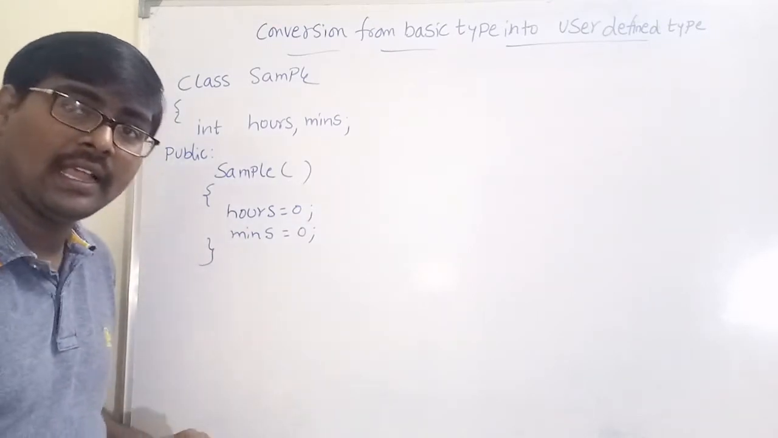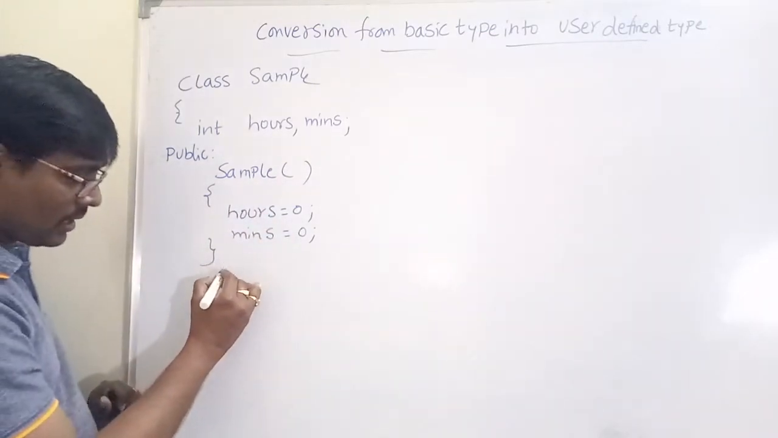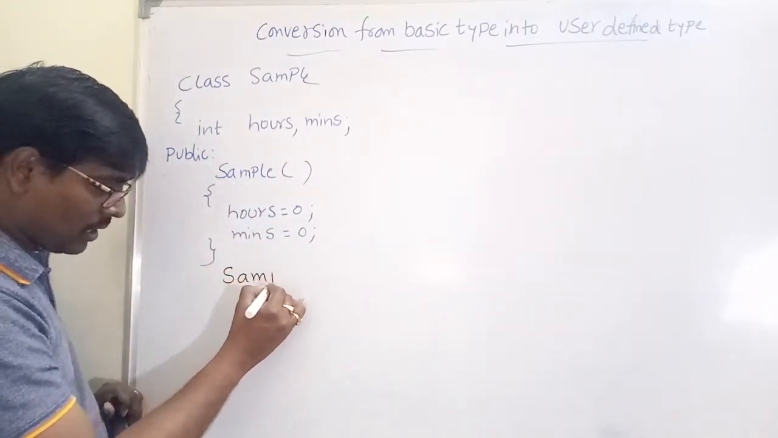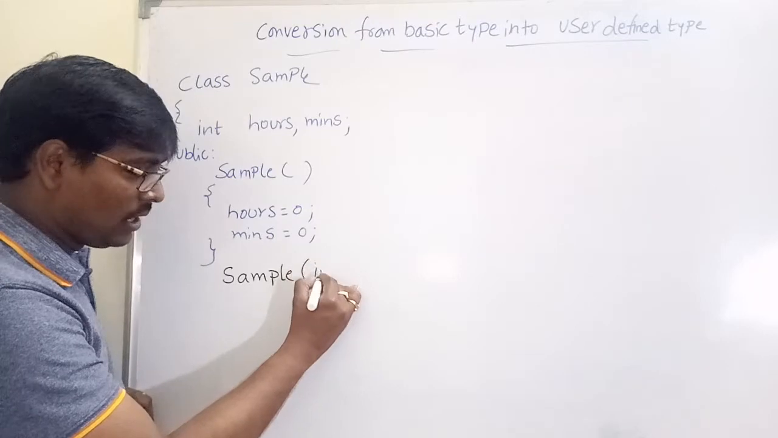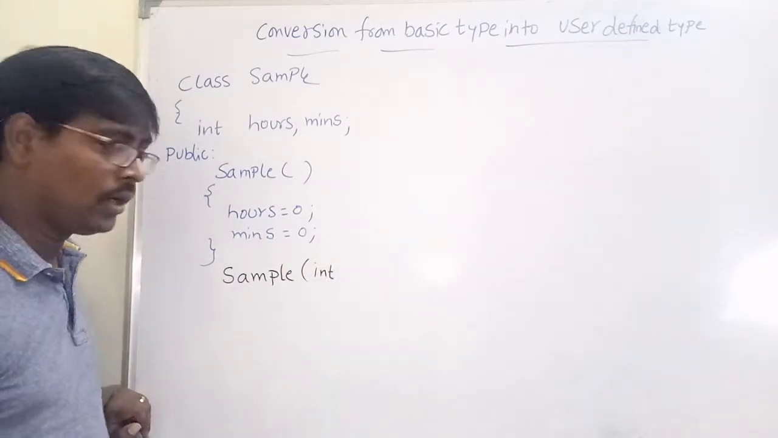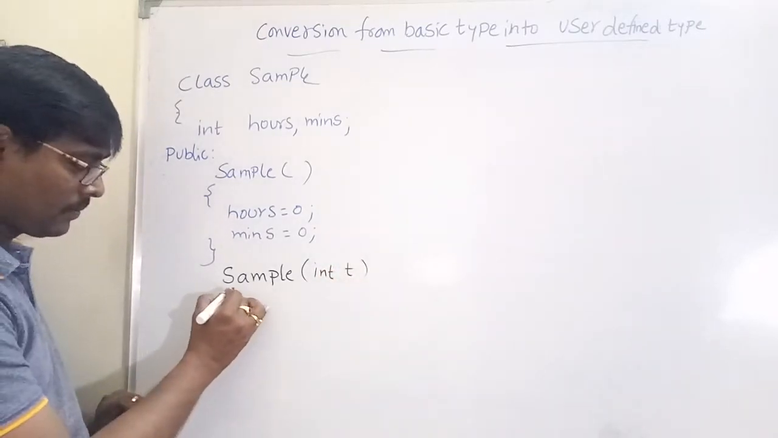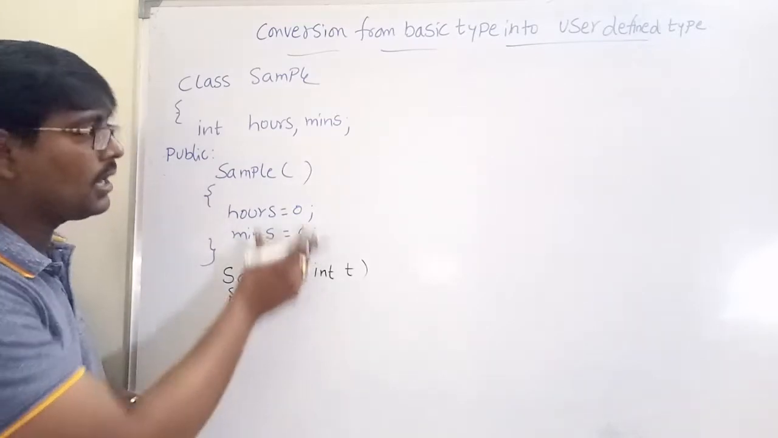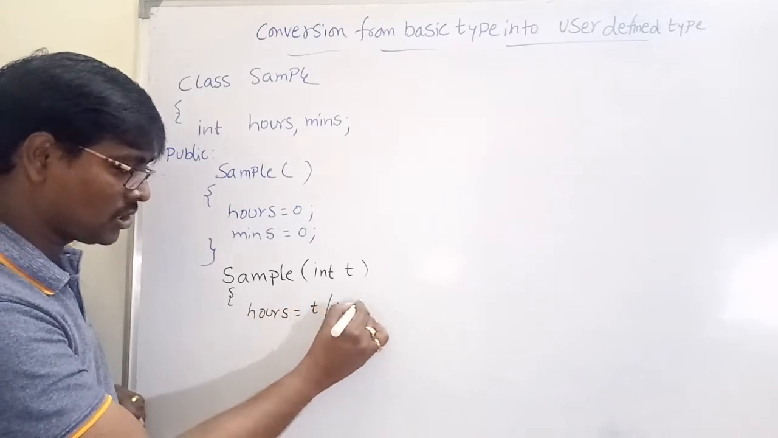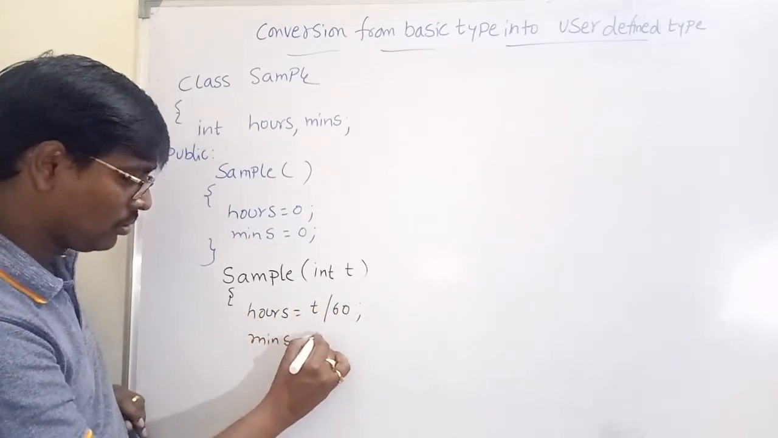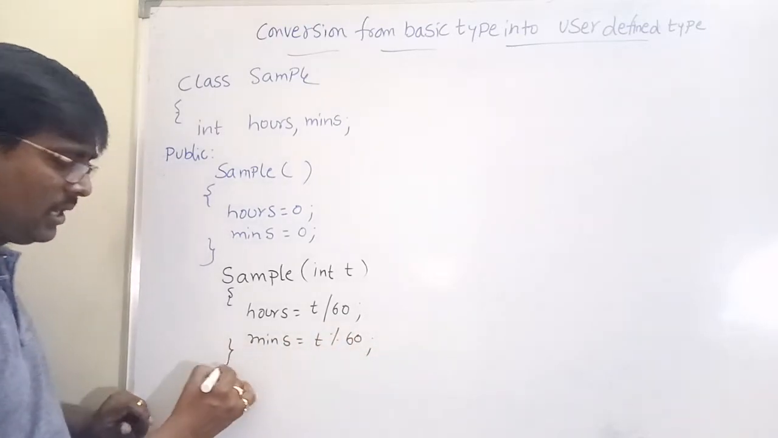Now create a conversion constructor. This conversion constructor name is the name of the class sample. Only one argument. For example, the argument is some t. Then in the constructor I am assigning the value. Suppose I am using some values. Hours is equal to t by 60. Minutes is equal to t mod 60. This is completely our wish.